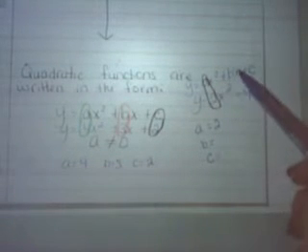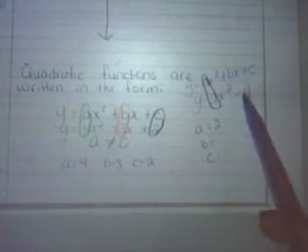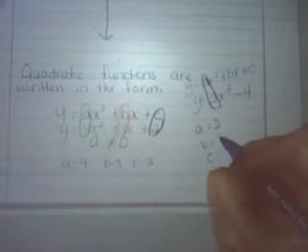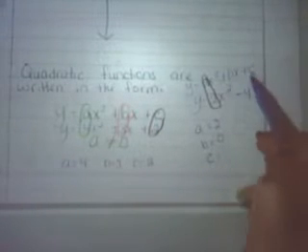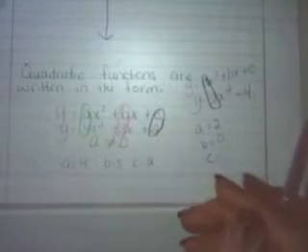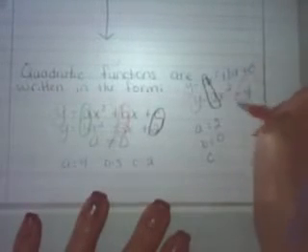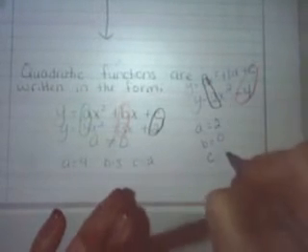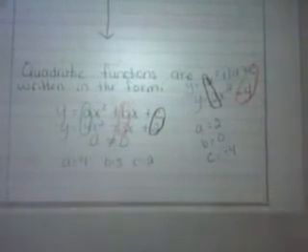Let's find b and c. B is the number in front of the x. Do I have an x? No, so b would be 0. And then c is just that number by itself, so I can see that c is going to equal negative 4. You need to know how to identify the values of a, b, and c in our future lesson.